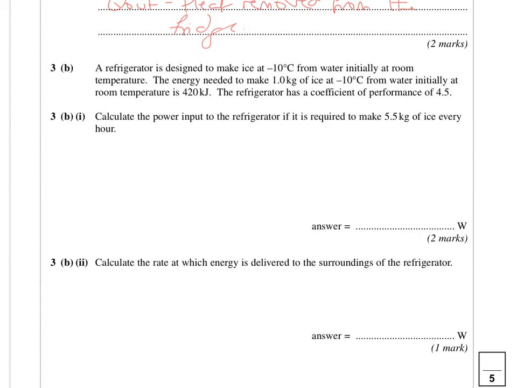The refrigerator is designed to make ice at -10 degrees Celsius from water initially at room temperature. The energy needed to make 1 kilogram of ice at -10 from water initially at room temperature is 420 kilojoules. The refrigerator has a coefficient of performance of 4.5. Calculate the input power if it was required to make 5.5 kilograms of ice every hour. So first of all, the energy that needs to be removed per hour is going to be this.